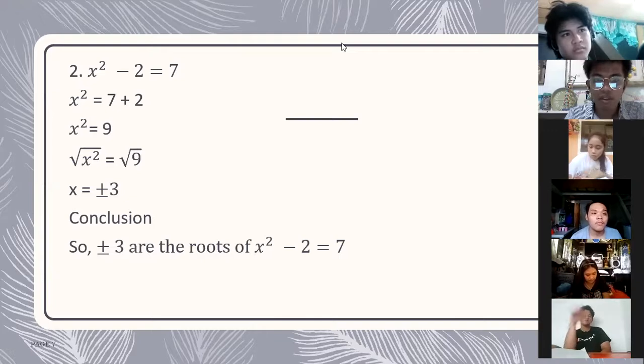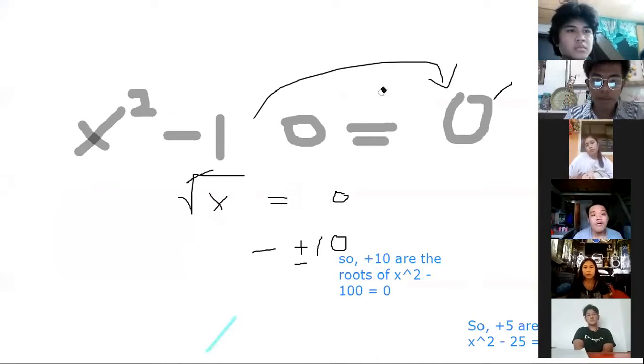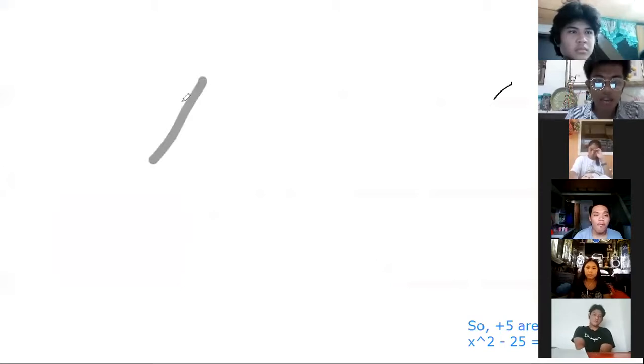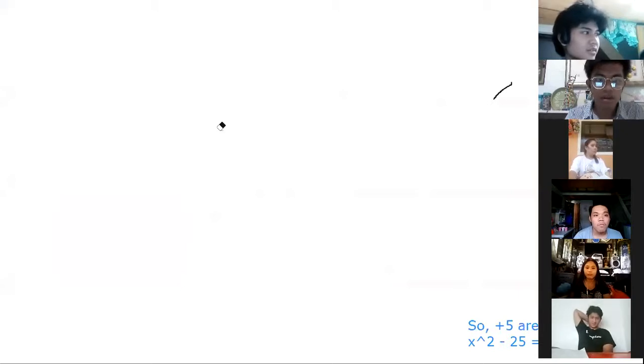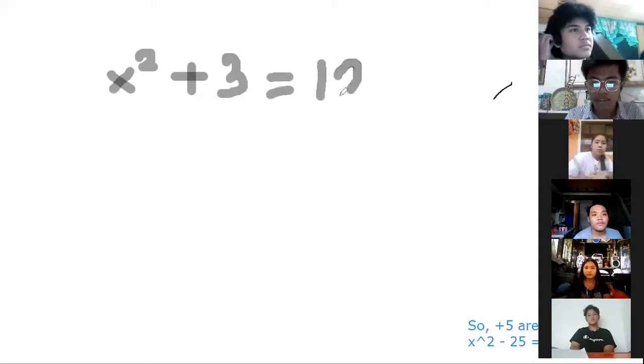Let's have a given example. Okay. So, halimbawa, class, meron tayong x square. Baguhin natin class ha, gawin natin positive. Plus 3 is equal to 12. Yan. Ganyan siya class.